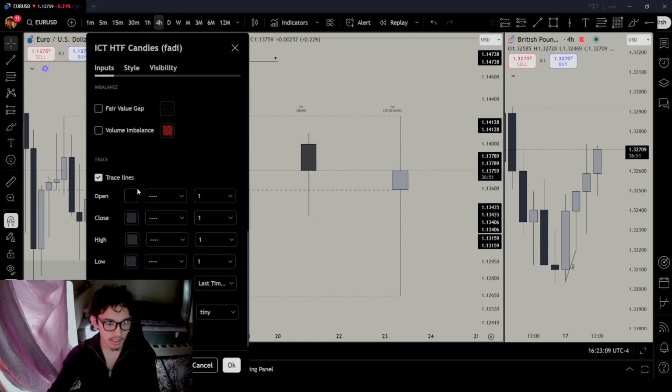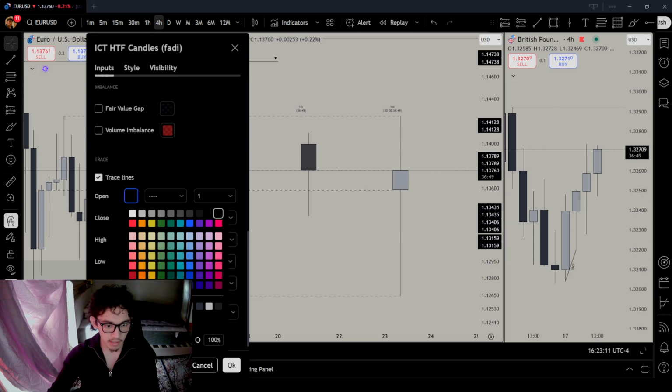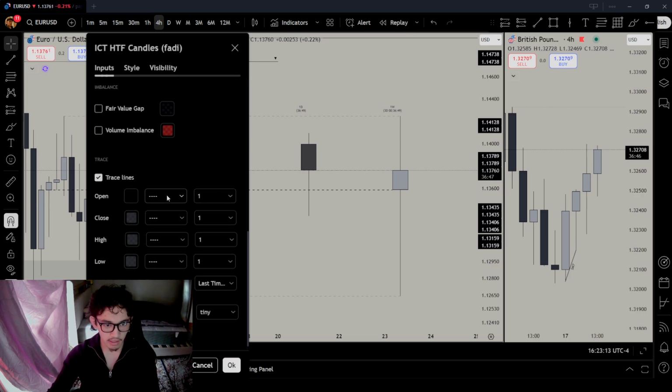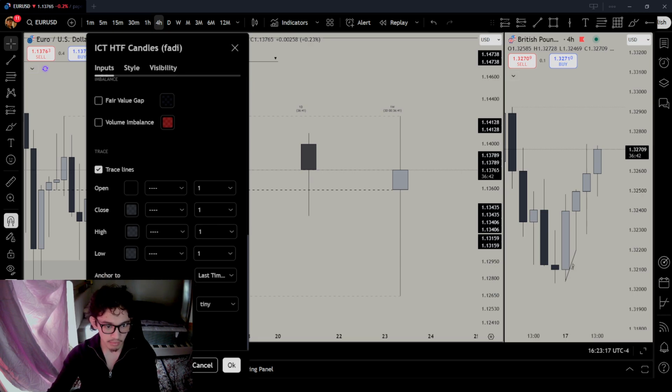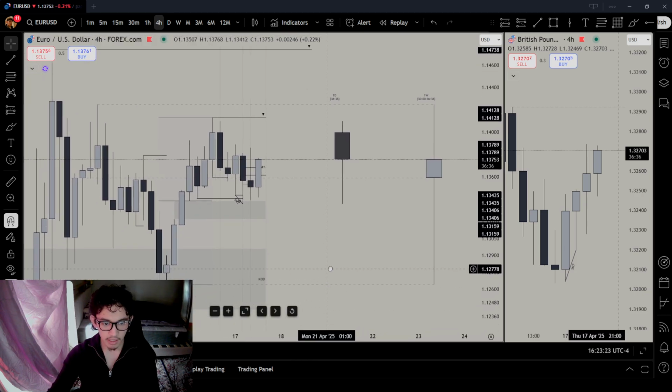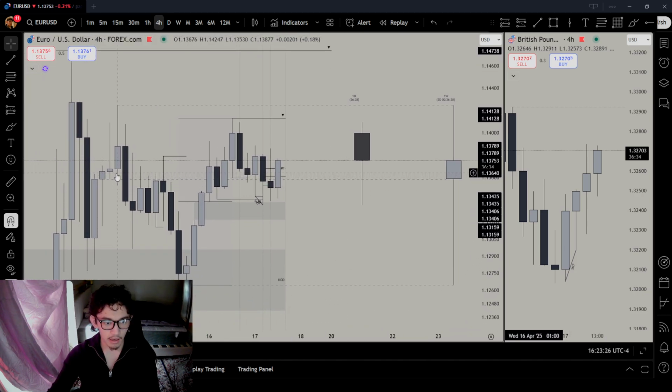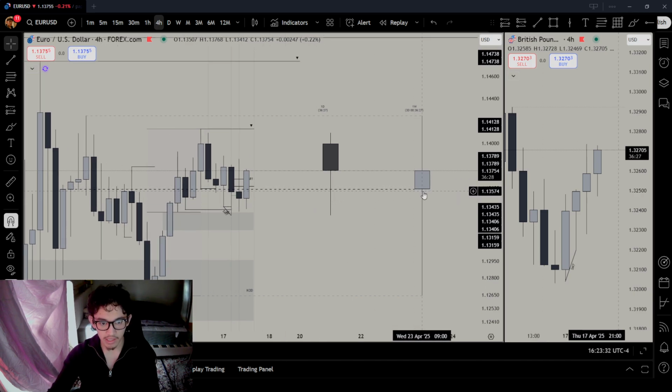And trace lines, yes, eventually open is going to be this black line right over here. That's the color, and one, and eventually price label is going to be black and tiny right over here, right? The price label, I turned it off because I don't need it, right? But you can see right over here, the trace lines, the black one helps us with the opening price. So this is the opening price of the weekly candle, right?